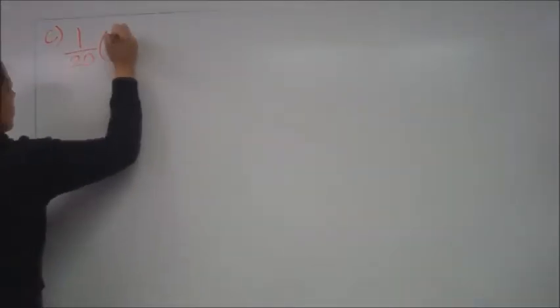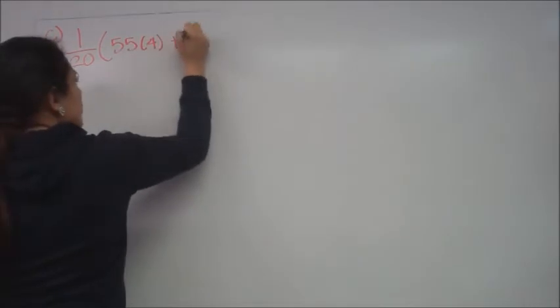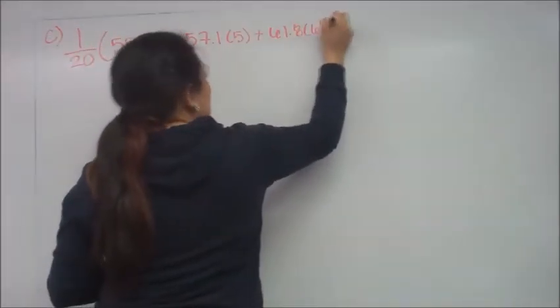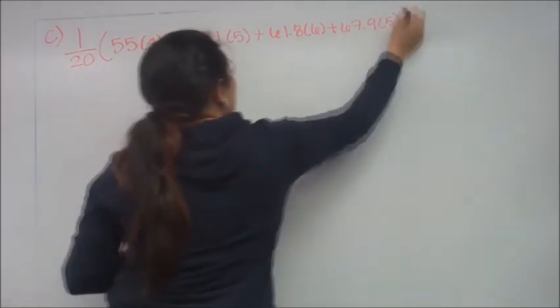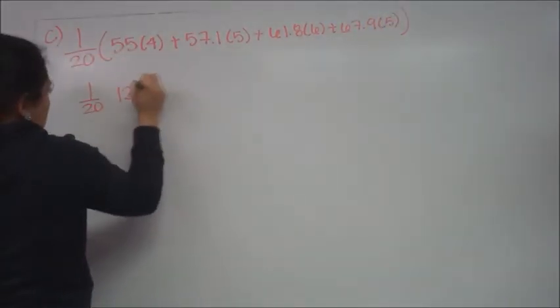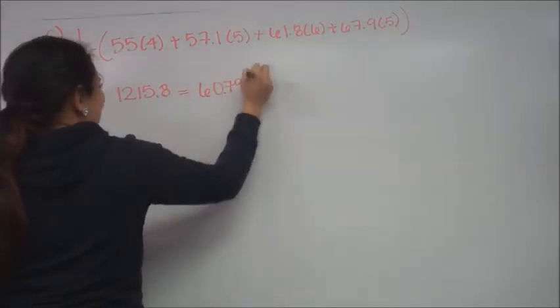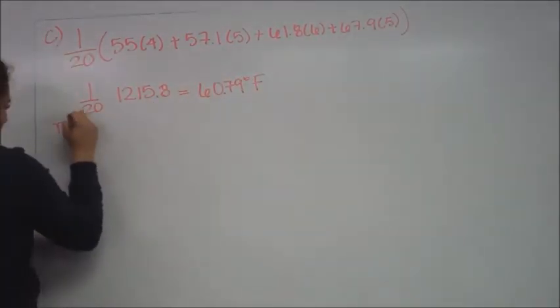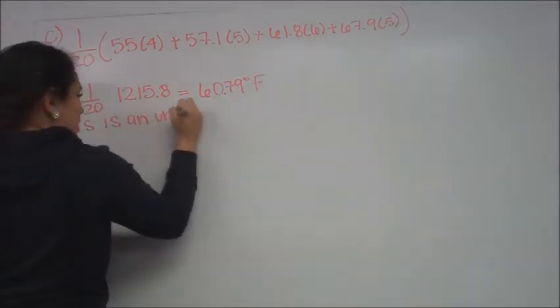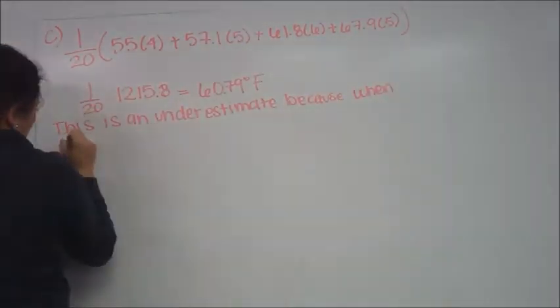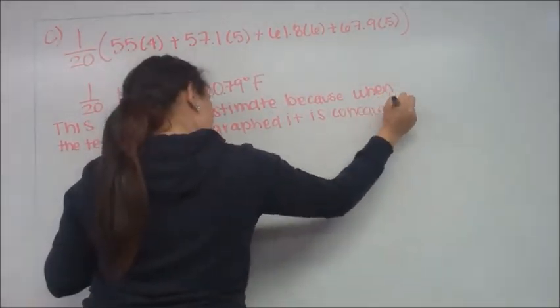Beginning with the next problem, we must use a left Riemann sum with 4 subintervals indicated by the data in the table to approximate 1/20 of the integral of W(t) from 0 to 20. And we must determine whether this approximation is an overestimate or an underestimate of the average temperature of the water over these 20 minutes. By using a left Riemann sum, we find that the average temperature over these 20 minutes was an underestimate because we end with a positive number. And if you were to graph it, the temperature would end up concave up.